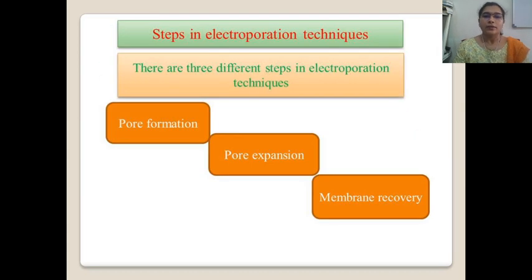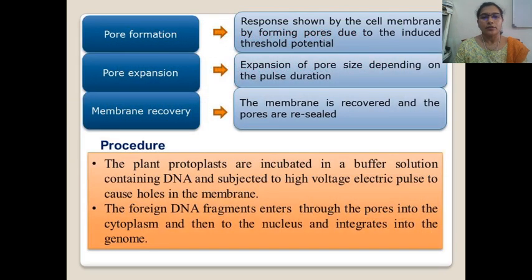Now, there are three steps in electroporation techniques. The first, pore formation, then pore expansion and membrane recovery. In pore formation, the cell membrane responds by forming pores due to the induced threshold potential. Pore size is expanded depending upon the pulse duration. And third, the membrane is recovered and the pores are resealed after the discharge of the cell membrane and the entry of polar molecules into the cell.